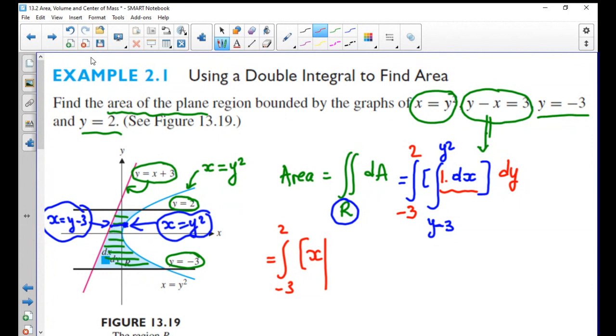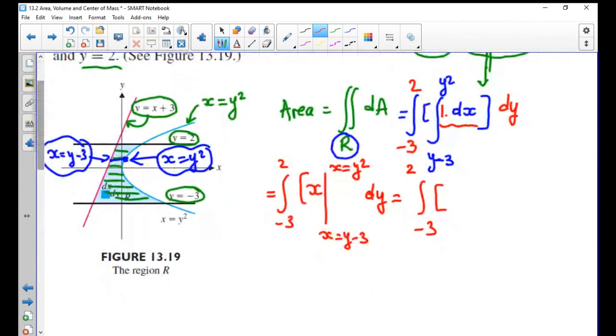Right. Now we put x equal y minus 3 to x equal y squared dy. So let's substitute. What do I get if I substitute? Can I have some answers? Yeah, so it will be y squared. You substitute this here, and you substitute this also here.